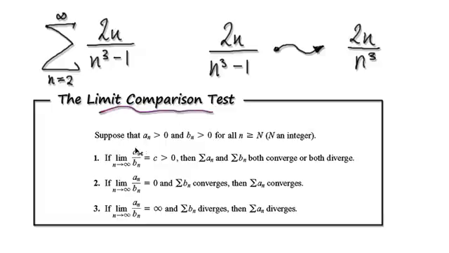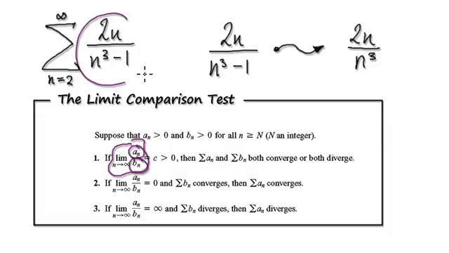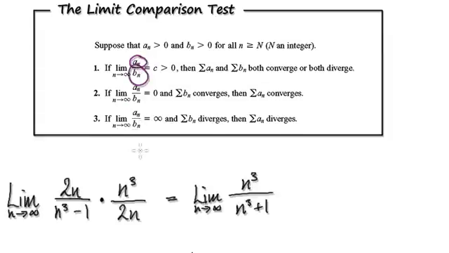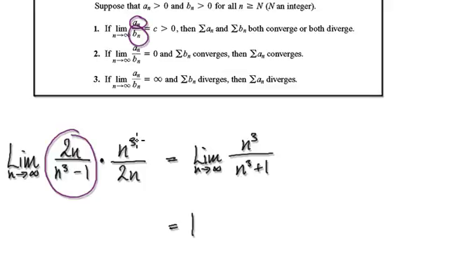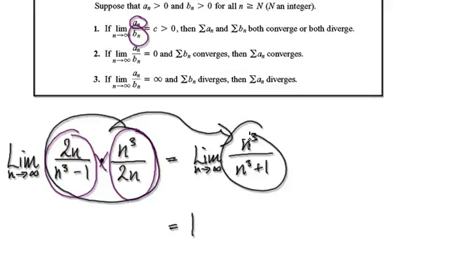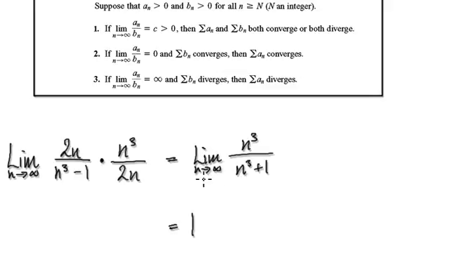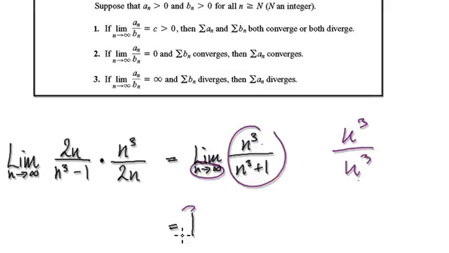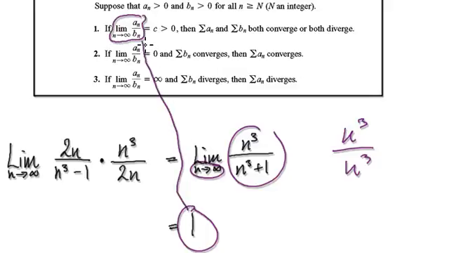With the limit comparison test, we always need to compute an divided by bn. This is our an, this is our bn. an divided by bn is the same as multiplying by the reciprocal of bn. This then becomes this, and as n heads towards infinity, it is going to be n to the power 3 over n to the power 3, which will be 1. So we've just computed this limit, and the value is 1.